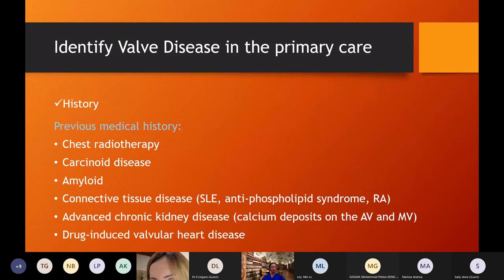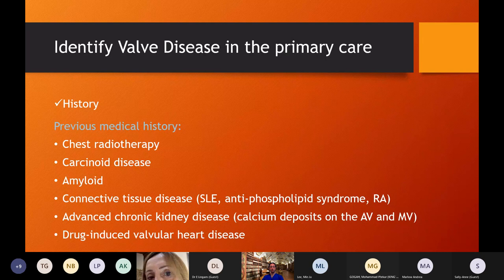And I would like to point out advanced chronic kidney disease with calcium deposits on the aortic and mitral valve. We see that these patients can develop mitral or aortic valve stenosis or regurgitation because of calcification of the valves, and this can progress extremely quickly. It's impressive how quickly someone with end-stage renal failure can progress from mild aortic stenosis to severe aortic stenosis, or progress in terms of mitral stenosis with a lot of calcification of the mitral annulus and the valves themselves. So keep an eye on patients with advanced chronic kidney disease. If you have any findings suggestive of valve involvement, do not hesitate to request an echocardiogram and refer them accordingly. And the last thing is drug-induced valvular disease, which is not very common, but you may come across it.